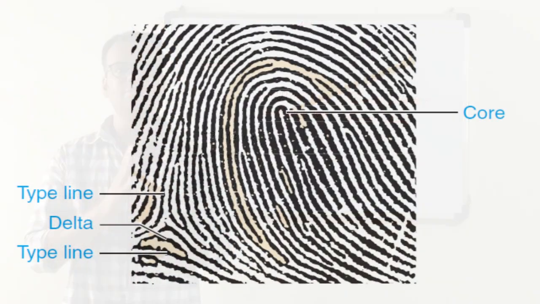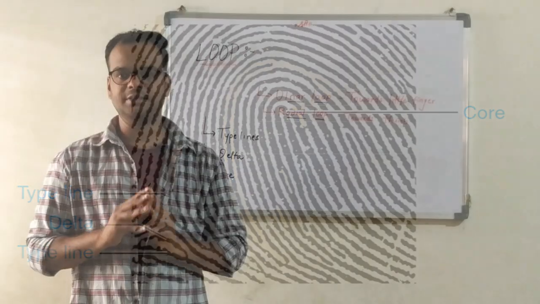The pattern area of the loop is surrounded by 2 diverging ridges known as type lines. The ridge point at or nearest the type line divergence and located at or directly in front of the point of divergence is known as the delta. All loops must have one delta. The core, as the name suggests, is the approximate center of the pattern.